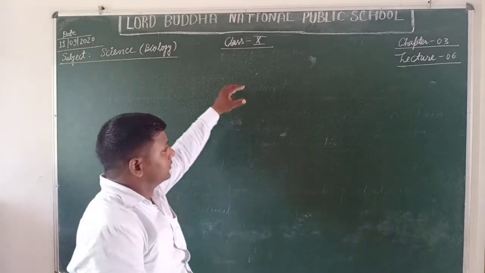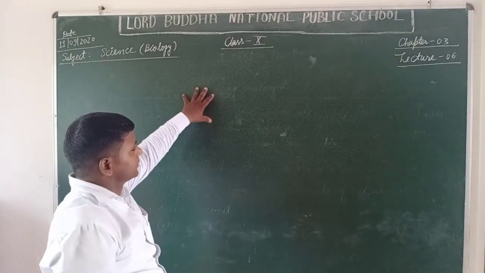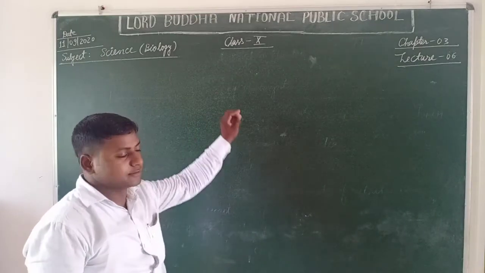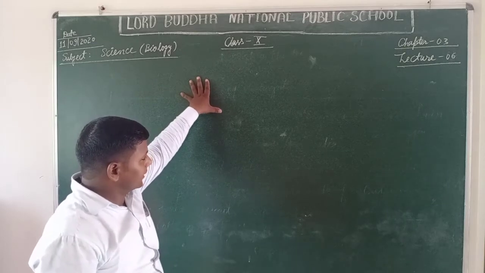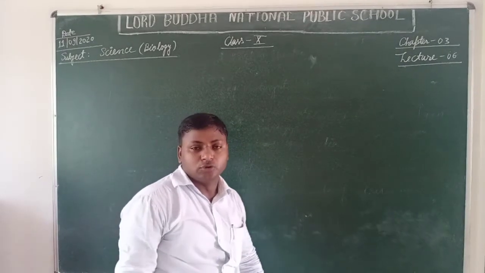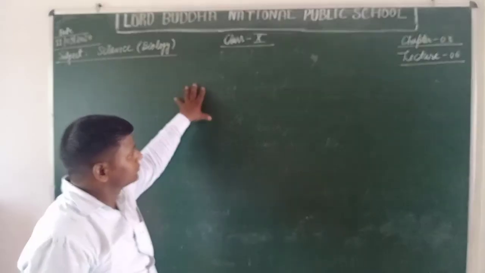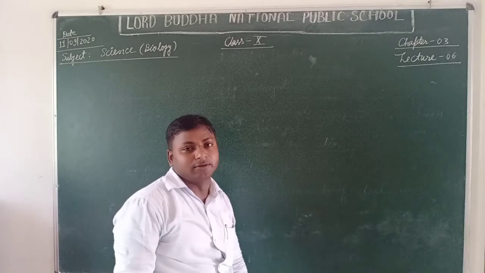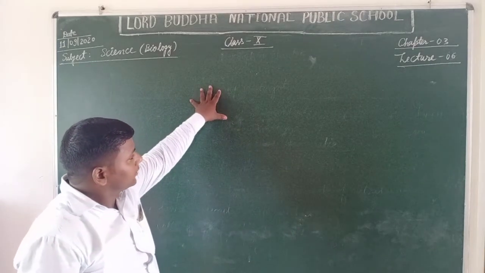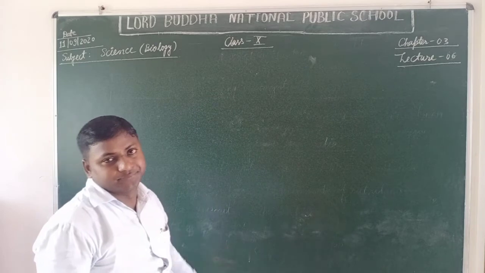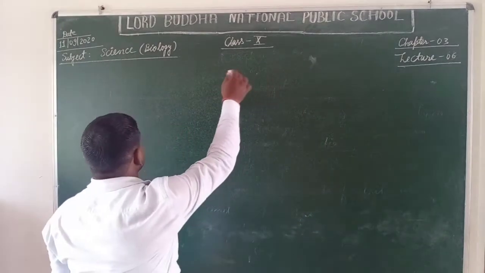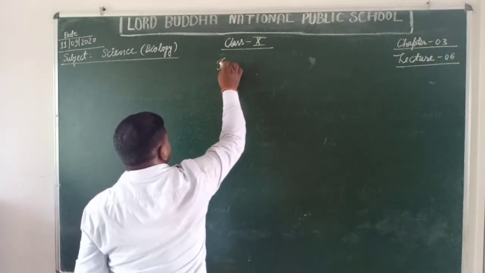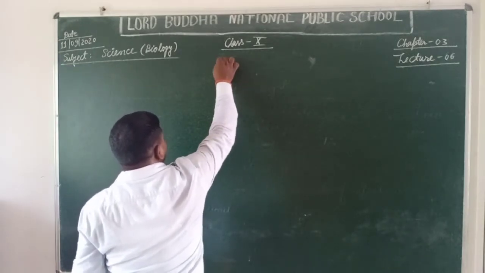Students, in the previous lecture we were studying sexual reproduction in plants. Now, here we are going to talk about some important processes that are responsible for sexual reproduction in plants. What are they? Fertilization. First of all, I will take pollination.